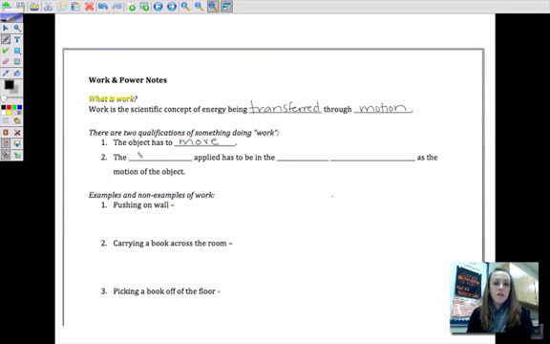And second, the force applied to the object to make it move has to be in the same direction as the motion of the object. Or in more sciencey terms, force and motion must be parallel.